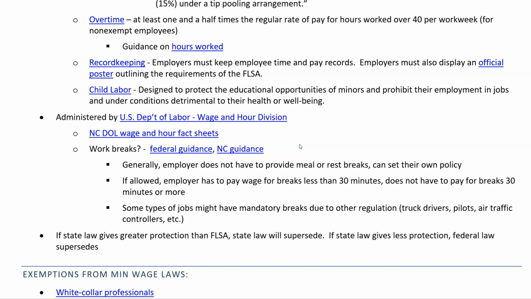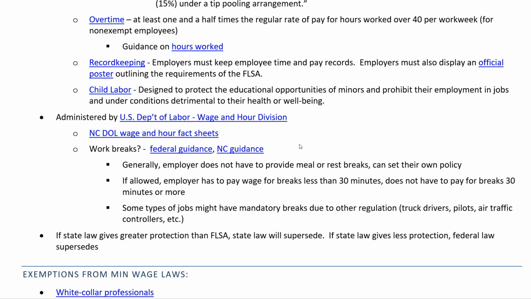The FLSA is the result, we should say, of a large labor movement back in the 30s, where people fought for these rights. It's why we celebrate Labor Day each year and try to give the respect due there. The FLSA is administered by the U.S. Department of Labor and the Wage and Hour Division specifically. North Carolina also has its own Department of Labor and its own Wage and Hour Division. I've linked some websites where you can go learn more.